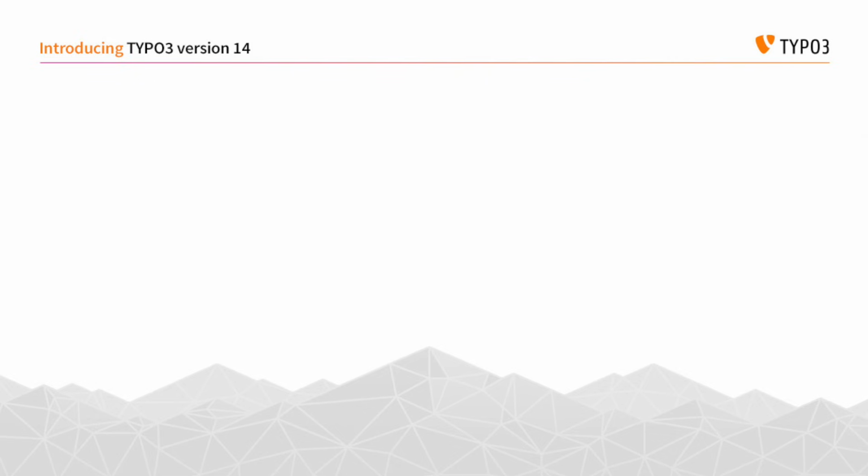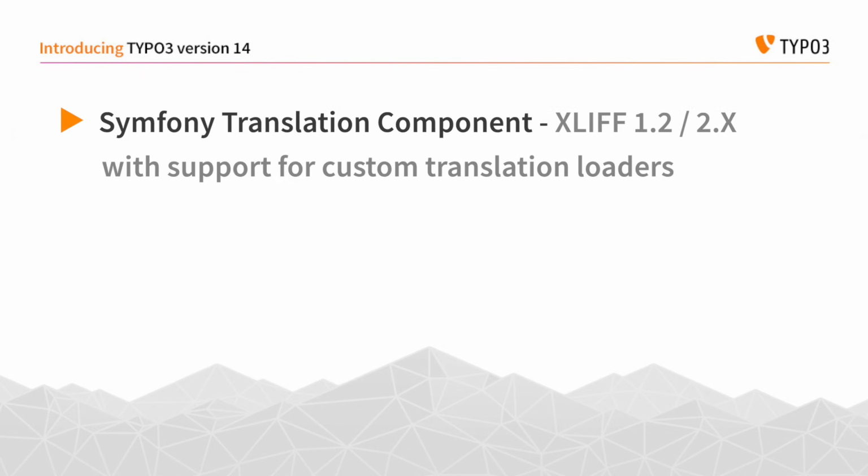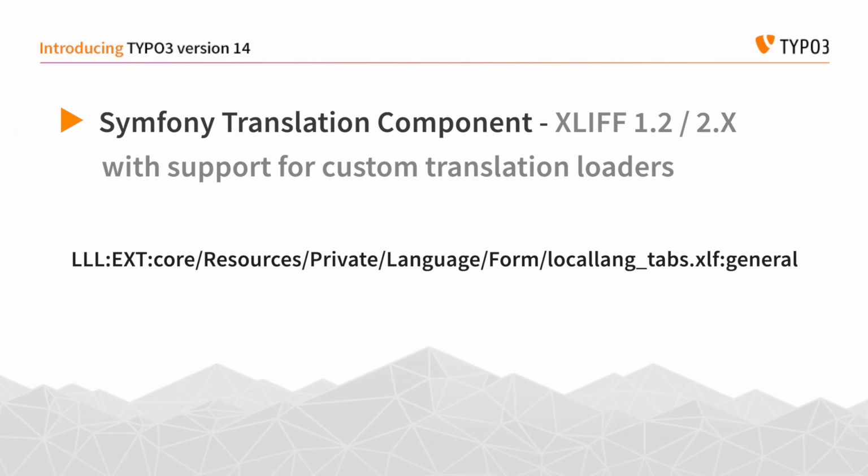There have also been extensive changes made to how TYPO3 handles translation labels. TYPO3 now uses the Symfony translation component. In addition to support for XLIFF 1.2 and 2.x file formats, developers can also make use of custom translation loaders that follow Symfony standards. Below is an example of an old reference, and underneath is an example of a new reference using the Symfony translation component.